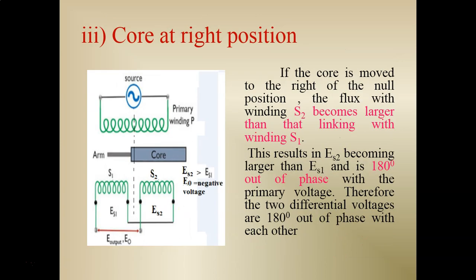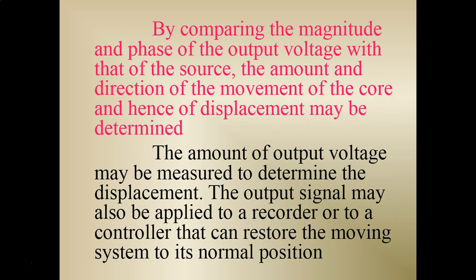Core at right position. If the core has moved to the right, the flux induced in secondary winding 2 will be greater than the flux induced in secondary winding 1. Since the flux induced in secondary winding 2 is greater, the voltage in secondary winding 2 will be greater than the voltage in secondary winding 1. Therefore, the output voltage ES2 will be of greater value. The two differential voltages are 180 degrees out of phase with each other.